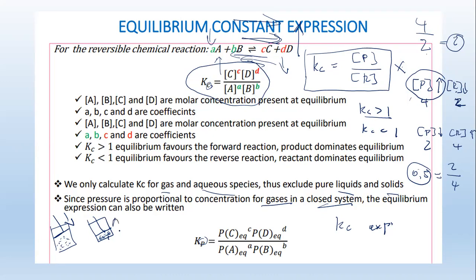So high pressure means high concentration. Okay, high pressure means high concentration, so they are proportional to one another, the pressure and the concentration. And then for chemical equilibrium, you will see we're also going to discuss the factors that affect chemical equilibrium, such as temperature, volume, and pressure.